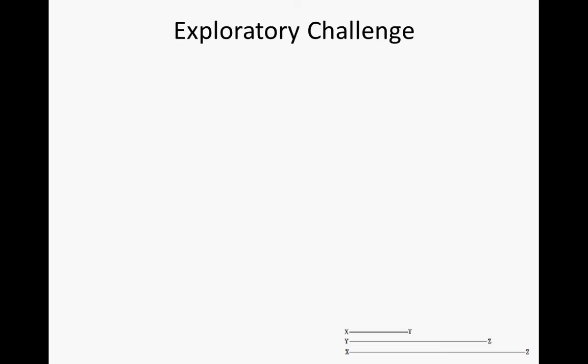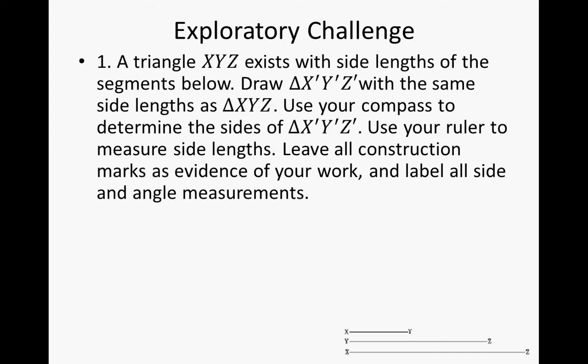Alright, so let's try this exploratory challenge. A triangle, XYZ, exists with side lengths of the segments below. Draw a triangle, X prime, Y prime, Z prime, with the same side lengths as triangle XYZ. Use your compass to determine the sides of triangle X prime, Y prime, Z prime, and use your ruler to measure the side lengths. Leave all construction marks as evidence of your work, and label all side and angle measurements.